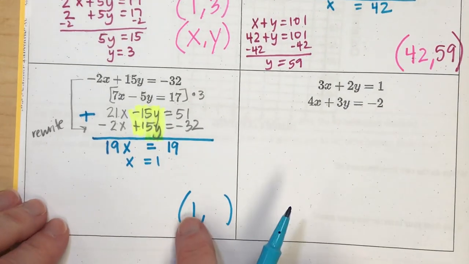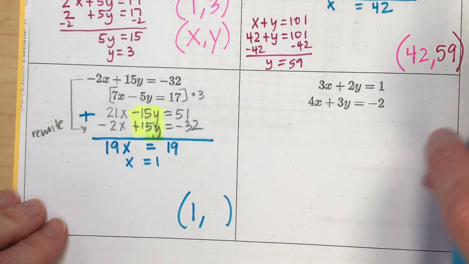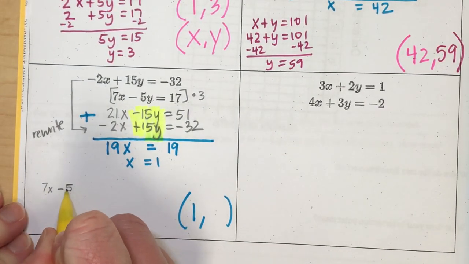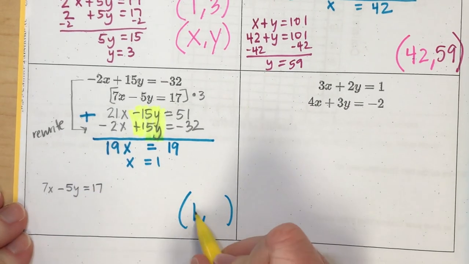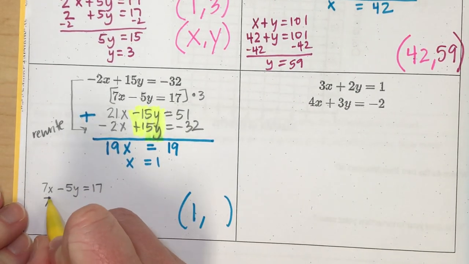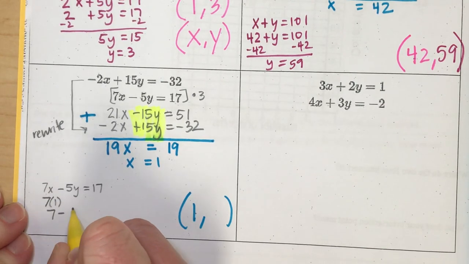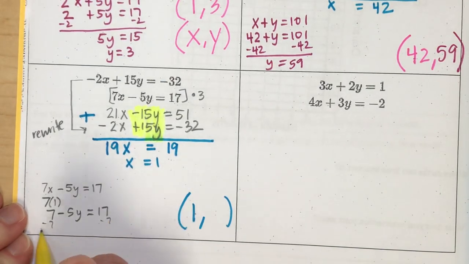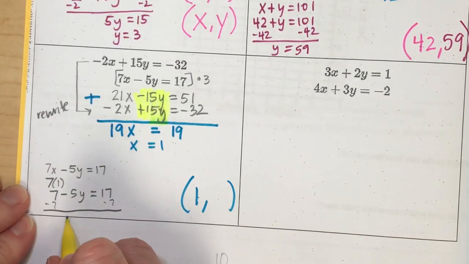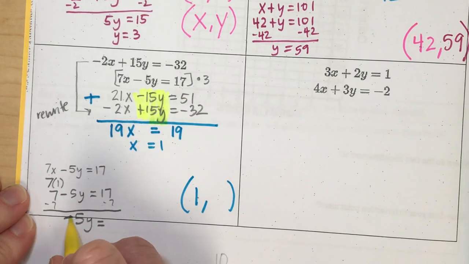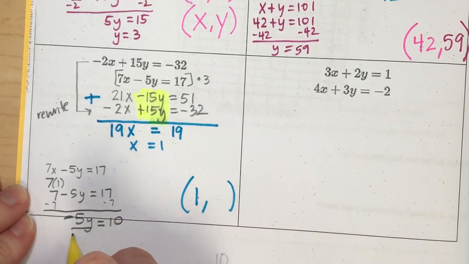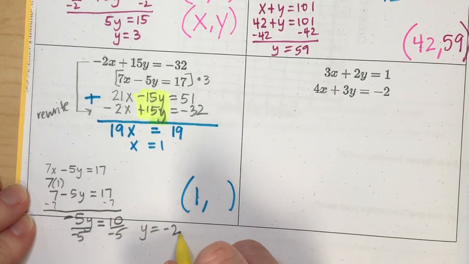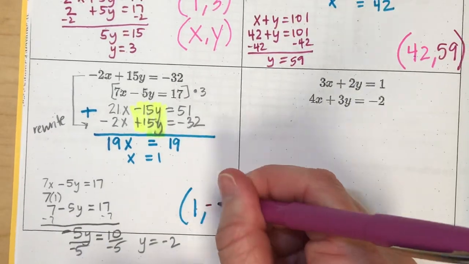Now, if I plug 1 back into either function, I can solve for my y value. I'm going to use the bottom equation here: 7x minus 5y is equal to 17. I'm going to plug 1 in for x. 7 times 1 here is just going to be 7 minus 5y equals 17. And now I'm going to subtract my 7 over, and I get negative 5y is equal to 10. And if I divide by negative 5, I get y is equal to negative 2. So I'm going to put that value in here, negative 2.